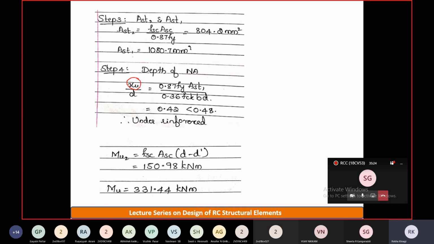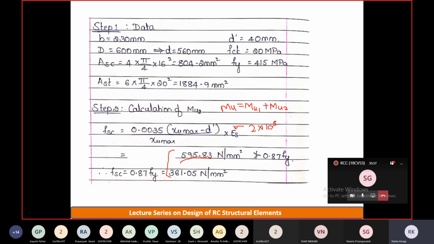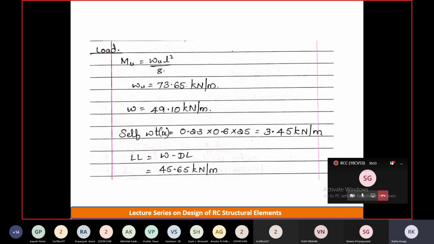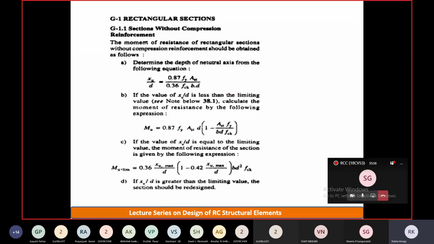Once I calculate this XU, I can compare it with XU limit and decide which type of section it is. Now XU by D is 0.42. But what is XU limit by D here? Yes, we have not written it, but XU limit by D for Fe415 steel is 0.48. So this 0.42 is less than 0.48, so the section is under reinforced. To calculate for the under reinforced section, we'll be using this equation, Mu is equal to 0.87 Fy AST into D.